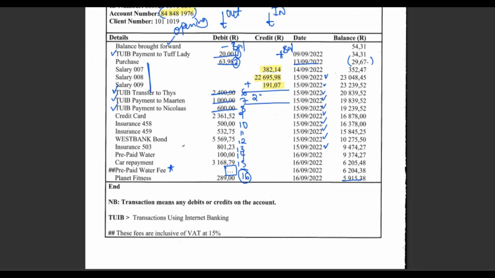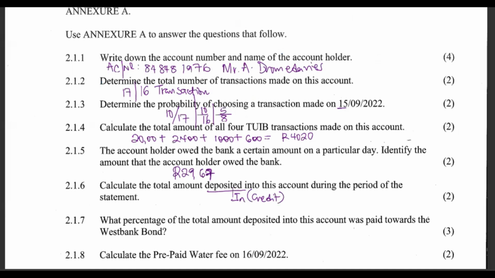We end up having 23,269 rands 19 cents. So the money that came in, we are saying we are adding 382 rands 14 cents plus the 22,695 rands 98 cents and 191 rands 7 cents, and we ended up having 23,269 rands 19 cents.